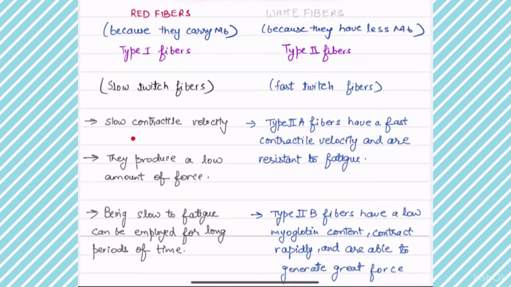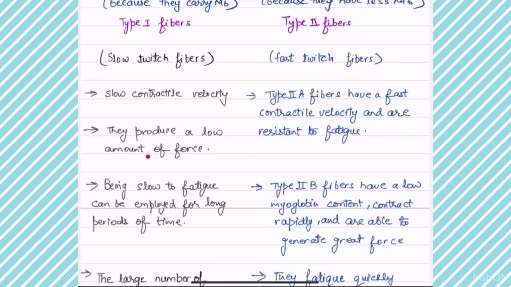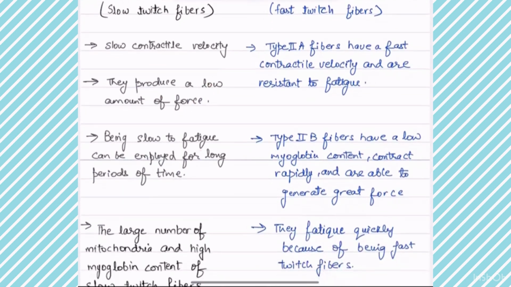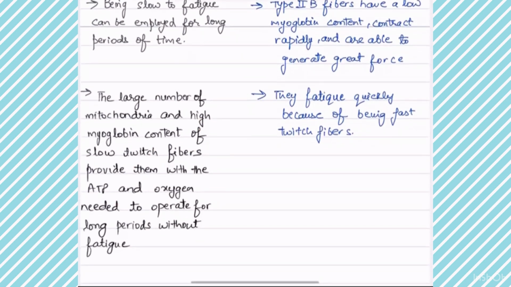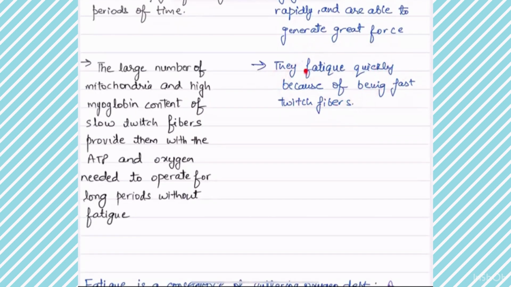Red fibers have low contractile velocity, whereas type 2A fibers have a fast contractile velocity and are resistant to fatigue. Red fibers produce a large amount of force, and being slow to fatigue can be employed for long periods of time. Type 2B fibers have a low myoglobin content, contract rapidly, and are able to generate great force. The large number of mitochondria and high myoglobin content of slow twitch fibers provide them with the ATP and oxygen needed to operate for long periods without fatigue. The white fibers fatigue quickly because they are fast twitch fibers.